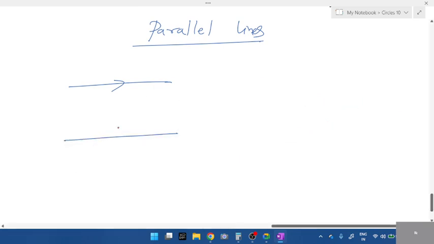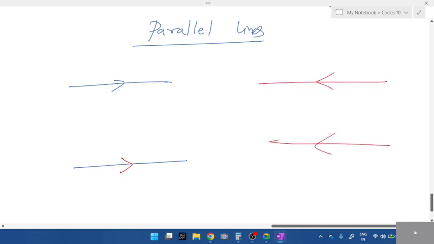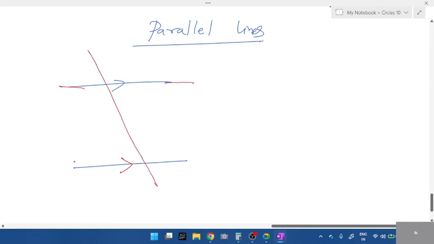And how do they represent parallel lines? Using these two arrows. Both arrows are facing towards the right-hand side. They'll either give it like this or like this. Arrows will be facing towards the same direction. First concept. Next, in parallel lines, let me draw one transversal line, one cross line like this. Okay. Next, this point we call the vertex.